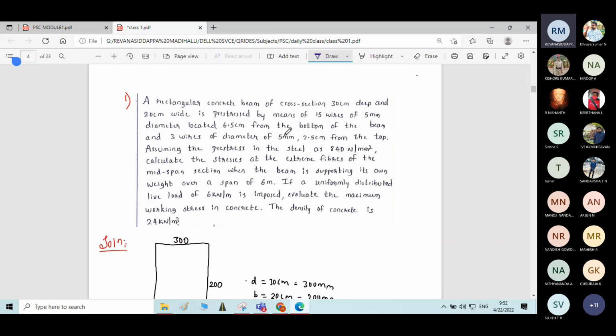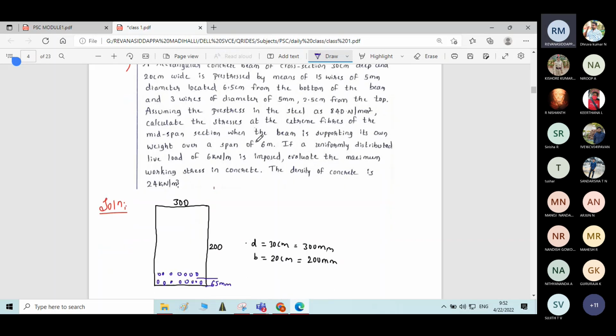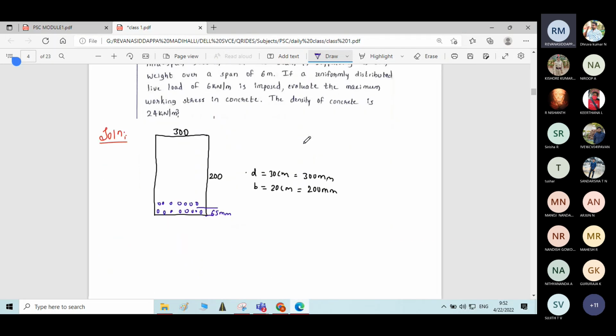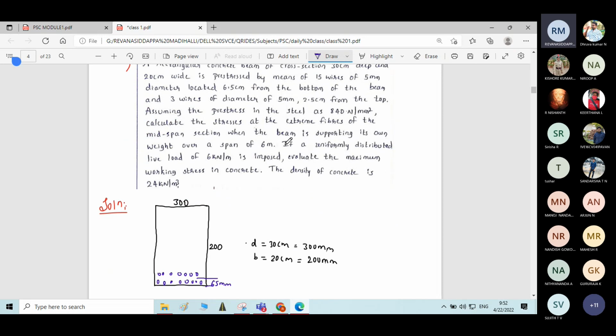Next, continue to read the problem. And 3 wires of diameter 5 mm, 2.5 centimeter from the top. There are only 3 wires having diameter 5 mm, and they are located at a distance of 2.5 centimeter, meaning around 25 mm from the top.